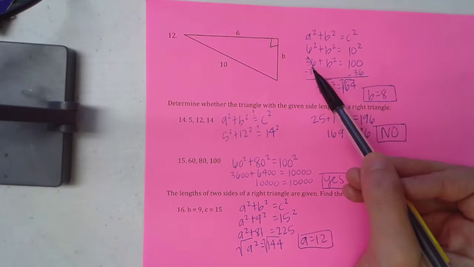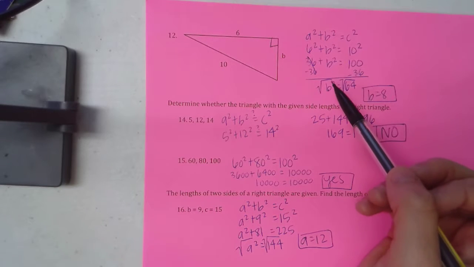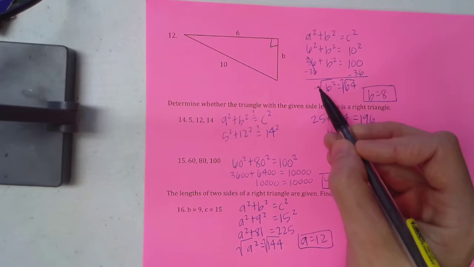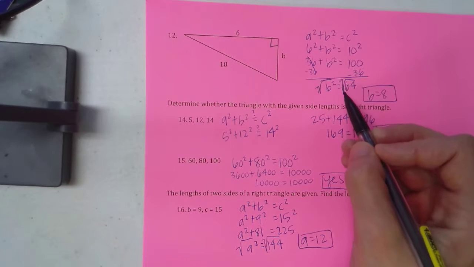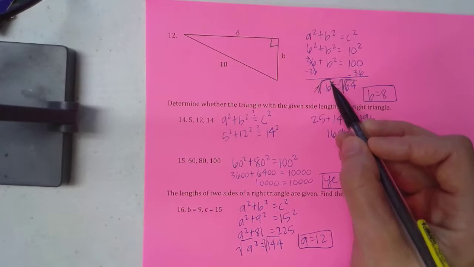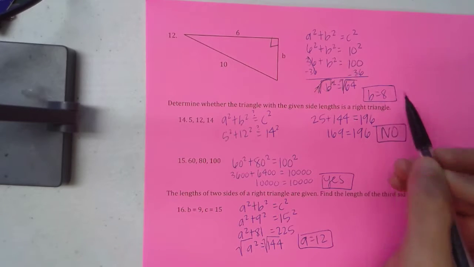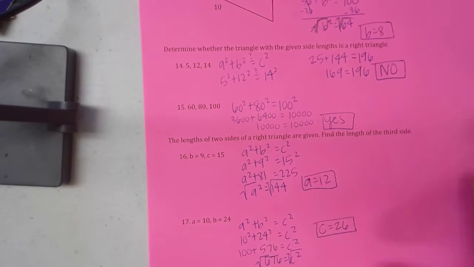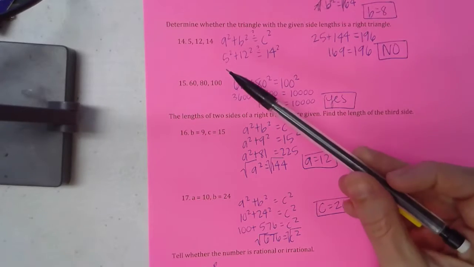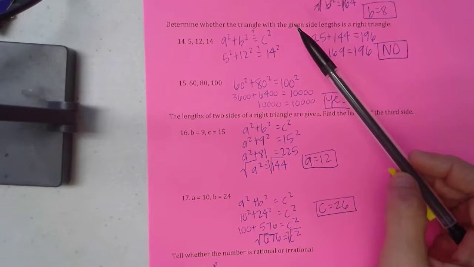So 6 squared is 36, 10 squared is 100. I solve all this and I get B squared equals 64. Once I take the square root of both sides, that gets rid of that little 2. Those cancel each other out and I just have B left. So B equals the square root of 64, which is 8. So B equals 8.